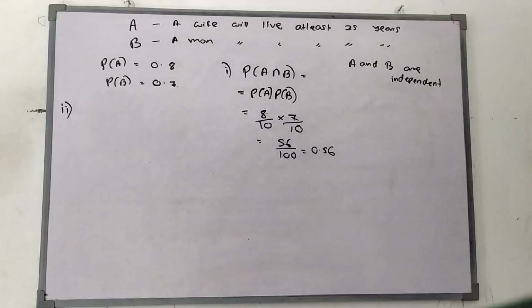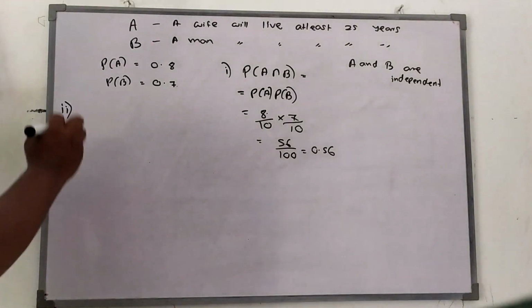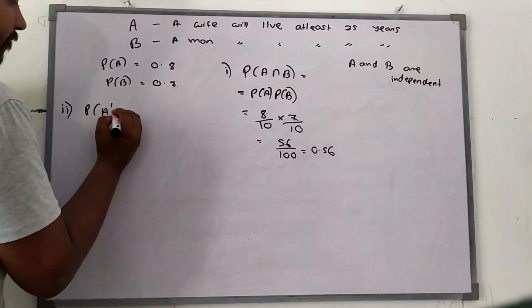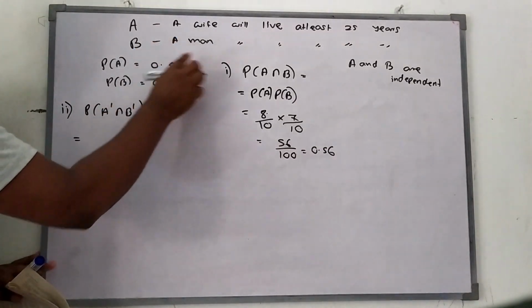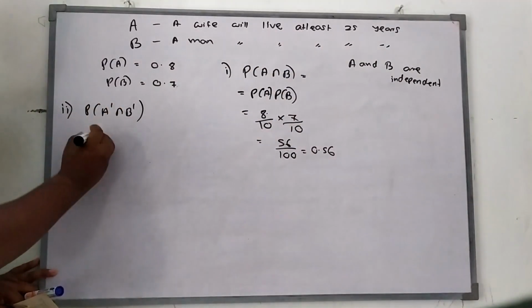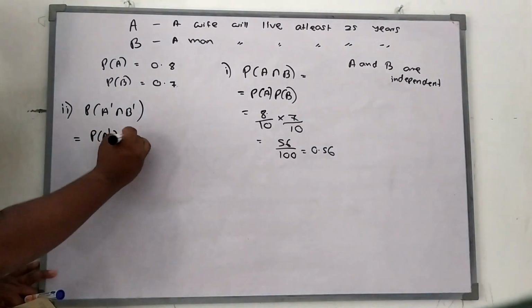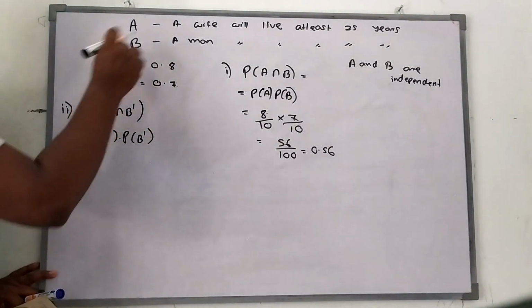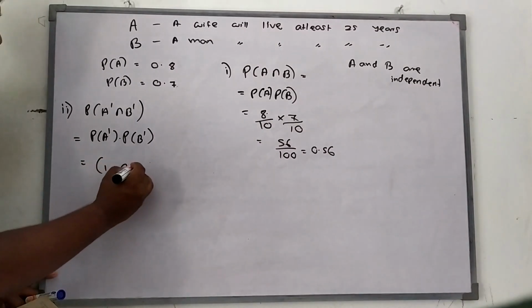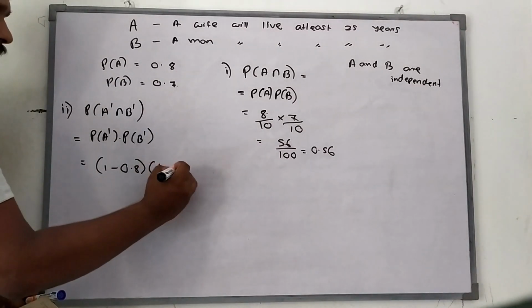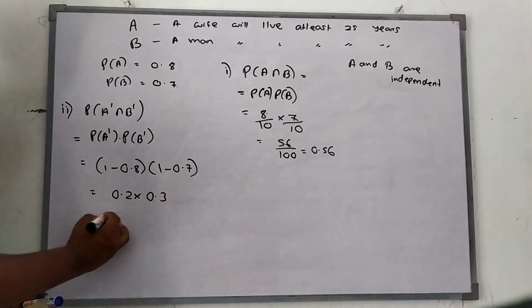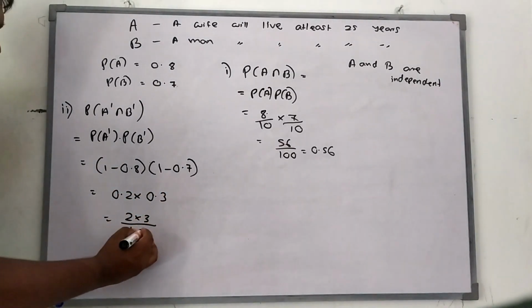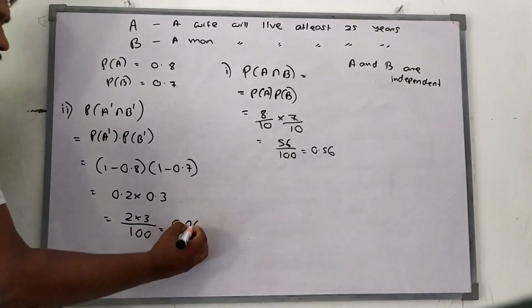What is the second one? Neither. Neither means both are not living. If A and B are independent, then A dash and B dash are independent as well. P(A dash) means 1 minus 0.8, which is 0.2. P(B dash) means 1 minus 0.7, which is 0.3. So 2 into 3 over 100, 0.06.